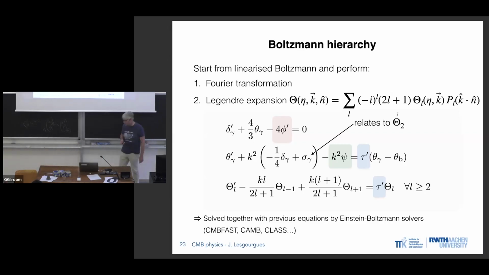And this is what Einstein-Boltzmann solvers, like the historical CMBFAST or later CAMB and CLASS, try to solve. They don't go to L equals infinity, but they use some nice truncation scheme. We will come back to this later. So we have our equation of motion for photons. For neutrinos, it would be the same without the Thomson scattering.